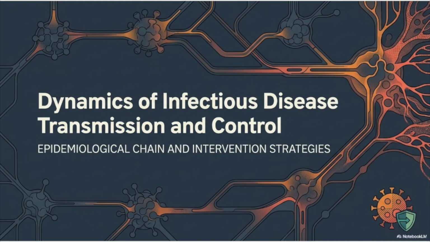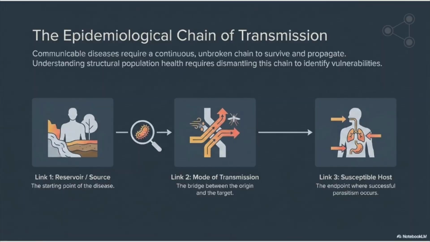This is one of the most important concepts in community medicine because every prevention and control strategy is based on understanding how an infectious agent moves from one host to another. Let us begin. For any communicable disease to survive, there must be a continuous chain of transmission. If even one link in this chain is broken, the disease cannot continue spreading. This chain consists of three major components, namely the reservoir or source of infection, the mode of transmission, and the susceptible host. Public health interventions are mainly directed towards identifying these links and breaking them effectively.